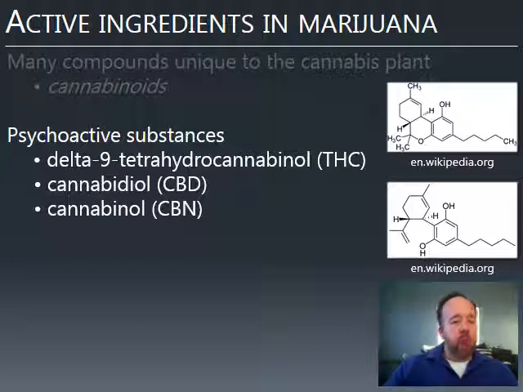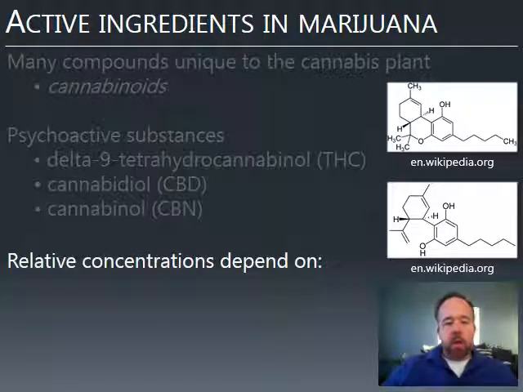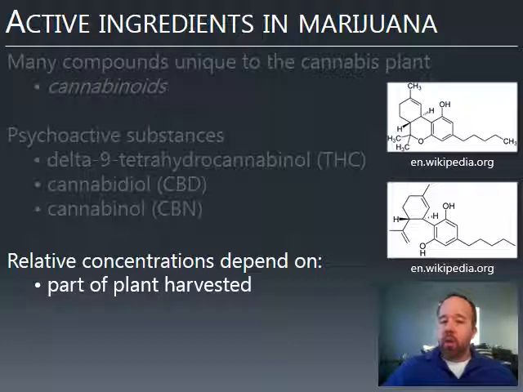And it's the ratio of these different chemicals that are present in marijuana, and they're variable. So the relative concentrations of these compounds determine, A, the subjective psychoactive experience, but also the potential medical use. And so these concentrations depend on the part of the plant that's harvested, so also the type of plant.